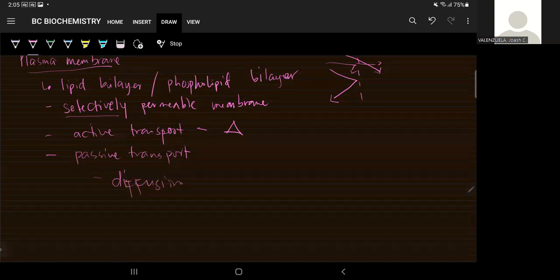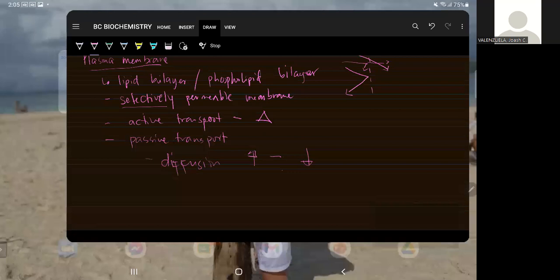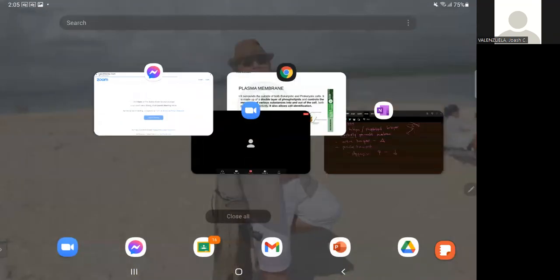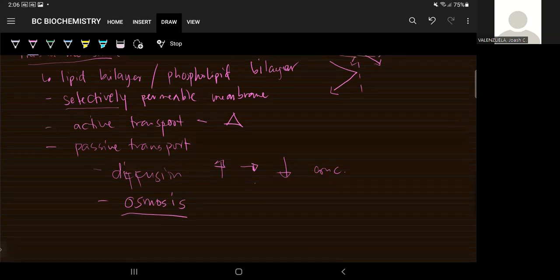No, diffusion of substance from higher to, sorry, higher to lower concentration, along the concentration gradient. And then we have, of course, kung water naman, we have osmosis, di ba? We have osmosis for water, movement of water. So that is for diffusion, no? Your passive, under passive transport.